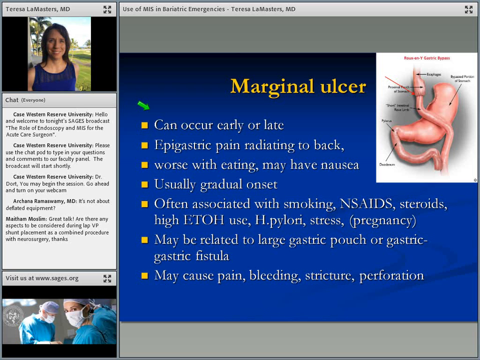So you talk to them and they said, oh yeah, I started using ibuprofen last month for my plantar fasciitis. Classic story.